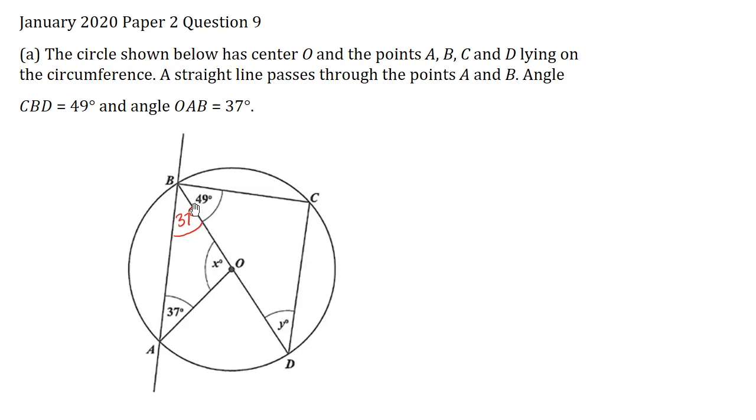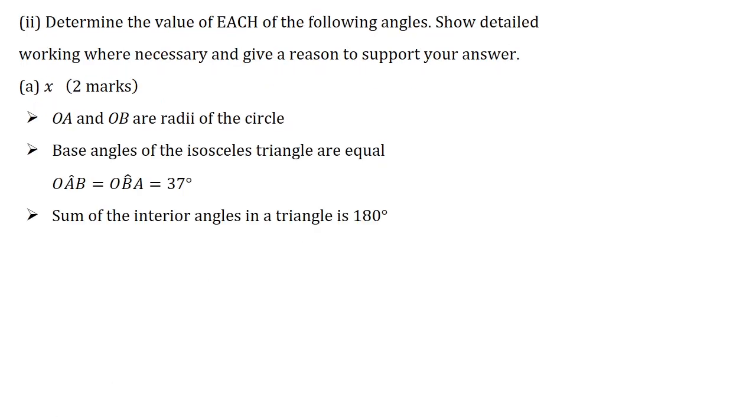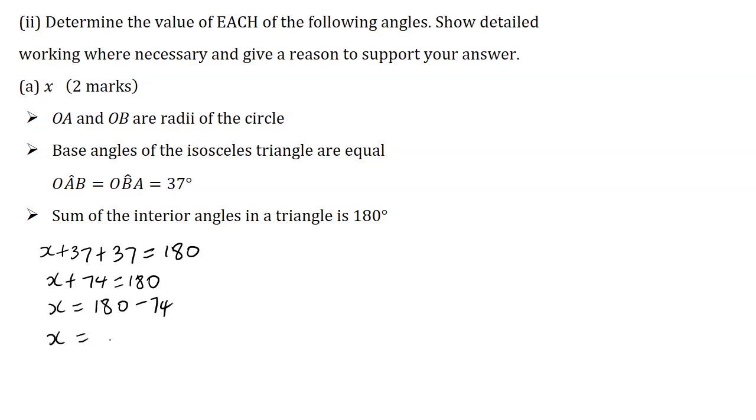Now we know that the sum of the interior angles in a triangle is 180 degrees. So I could say 37 plus 37 is 74. 180 minus 74 will give us here X. So I typed up this information here and I could write here that X plus 37 plus 37 is equal to 180. X plus 37 plus 37 here is 74. This is equal to 180. X is equal to 180 minus 74. X is equal to 106 degrees.